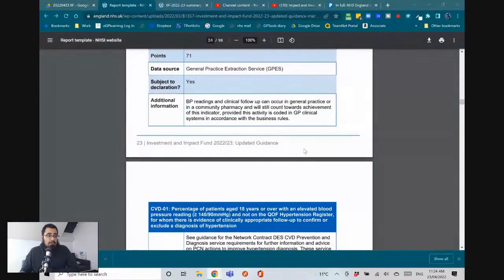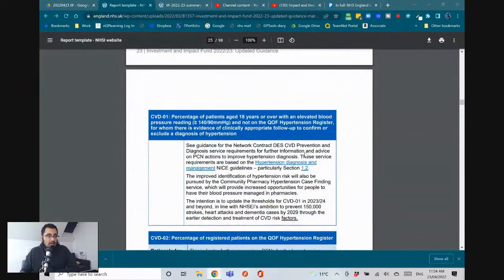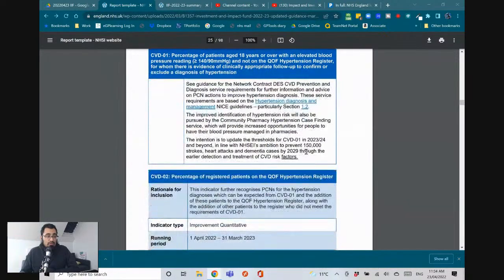So that's a pretty dense one in terms of what you need to be aware of and what you need to do. It then talks about why, as we've heard about, and that basically this is aiming to try and reduce strokes and everything else.